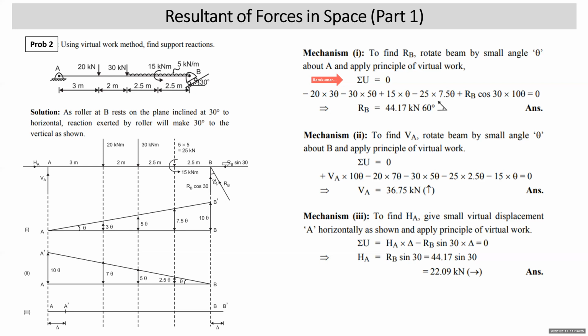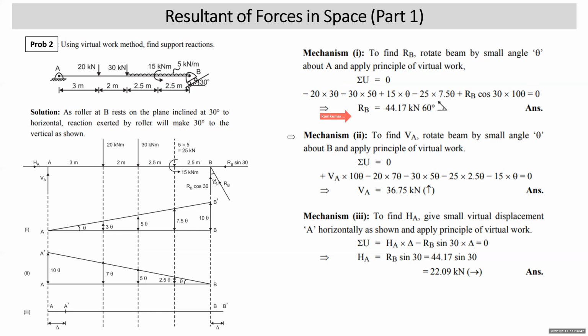RB sin 30 will not do any work since we assume that theta is very small, so point B and B dash are assumed to be on the same vertical line. Similarly, HA and VA also will not do any work, and the sum is equated to 0. Then from the entire expression, theta will go off. Theta is the virtual displacement which gets cancelled from each term. Then RB is obtained as 44.17 kilonewton.